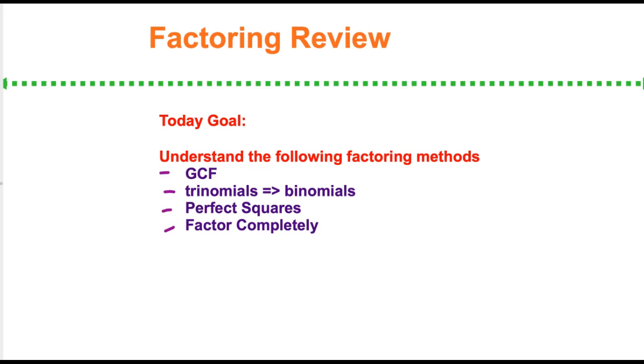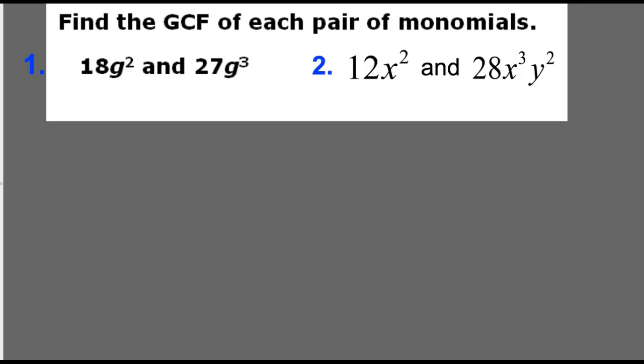So that's what we're going to talk about today, using the greatest common factor to essentially what I like to call undistribute. And then we also will be factoring trinomials, binomials, perfect squares, and so on and so forth. Let's get moving along. First problem asks us to factor out a greatest common factor of two expressions. They're monomial expressions, so one term. So the greatest common factor of 18g squared and 27g cubed.